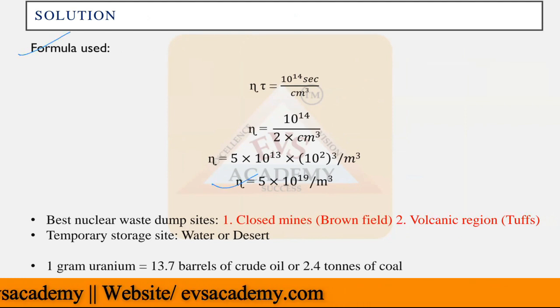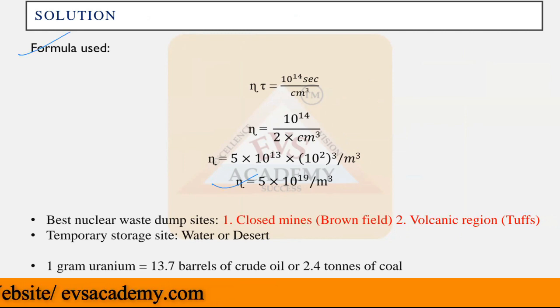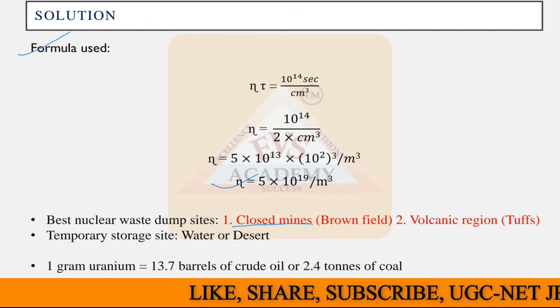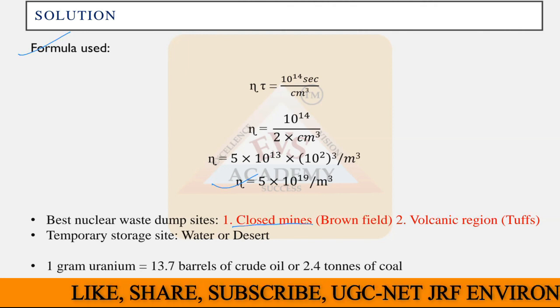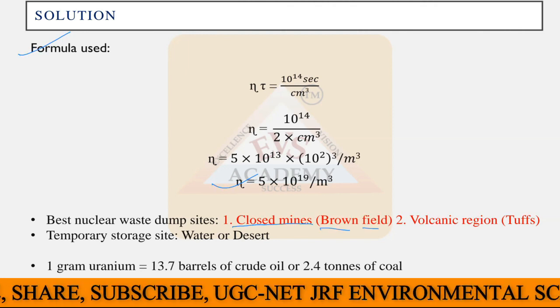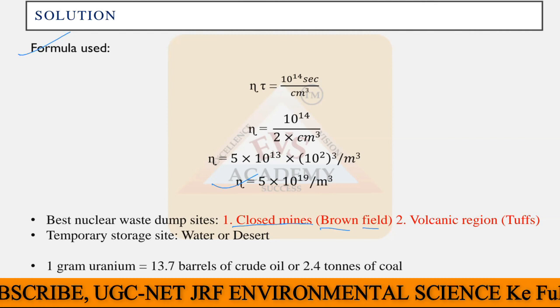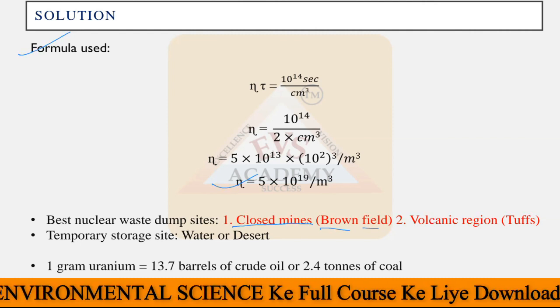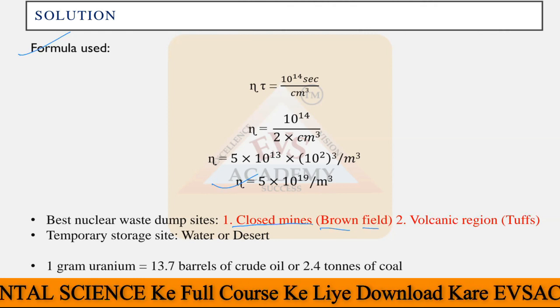The few key things that you have to remember in the nuclear reaction: the best nuclear waste dump site in India, or in the world also, is the closed mines. It means where mining is stopped right now, which are also known as brown fields. So brown fields are the best site for nuclear waste, because every time with the nuclear fission reaction, you will get a few amount of wastage.